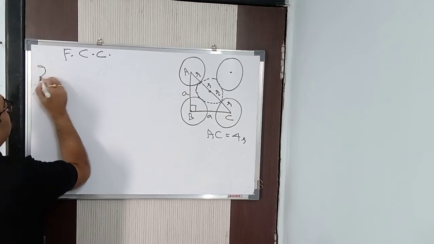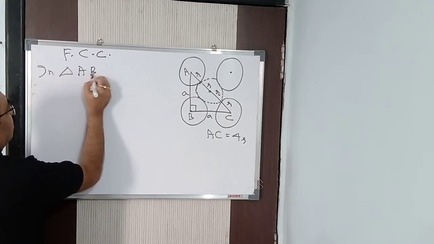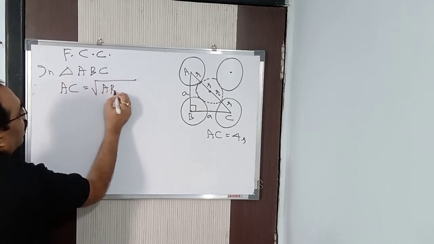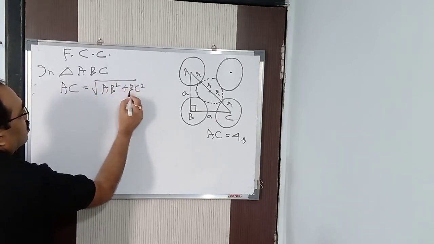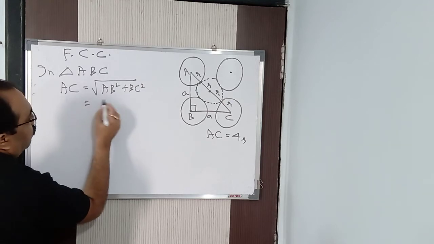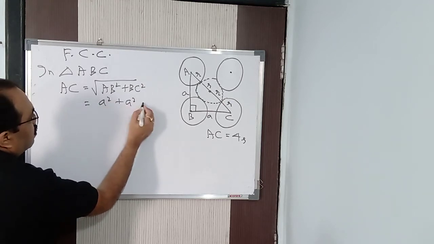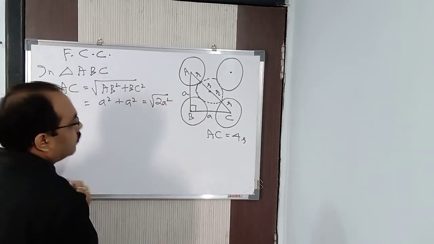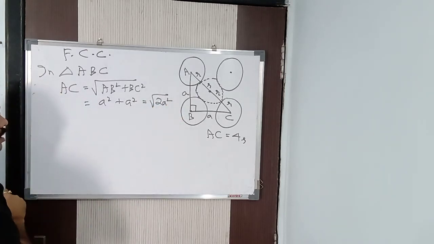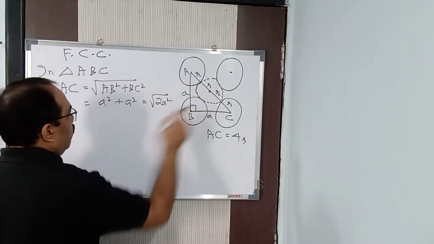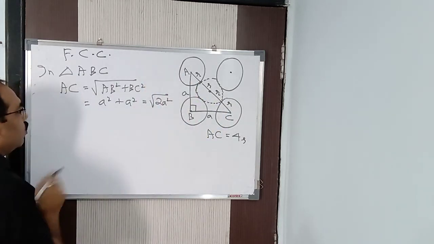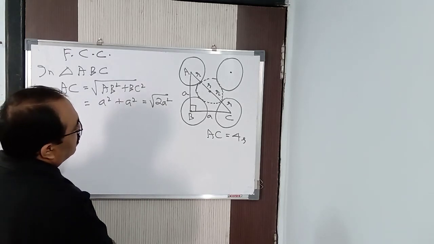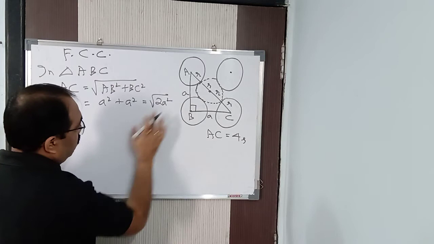So here in triangle ABC, which is a right angle triangle, you know that AC is equal to root over of AB square plus BC square. You know it, this one in maths you have studied, Pythagoras theorem. So it is A square plus A square, which is equal to root 2 A square. Fine.